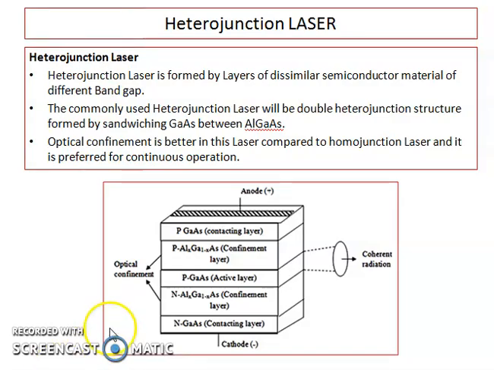And as explained here, we find that a single gallium arsenide layer is placed between the two aluminum gallium arsenide layers, and the coherent radiation will come out of this surface.